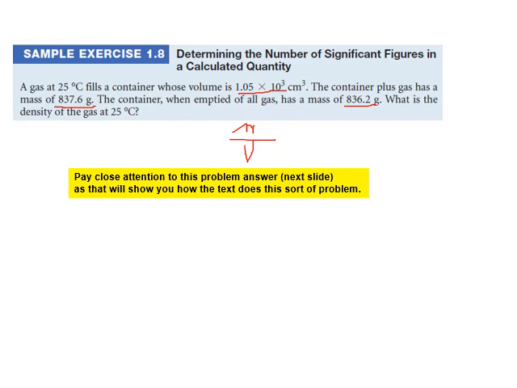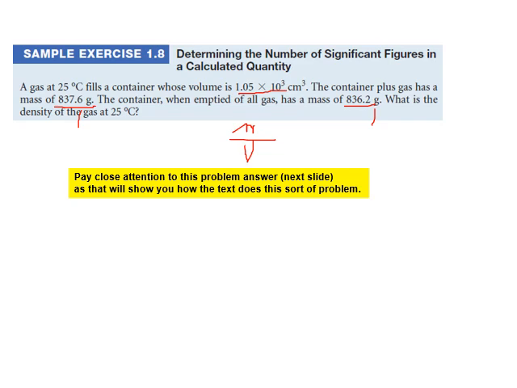Do we have the mass? The answer is no. We have the mass of the cylinder when it's got the gas in it here, and then we have the mass empty here. So to get the mass of what we want, which is the gas, we have to subtract 837.6 minus 836.2, which is going to be about 1.4 grams.